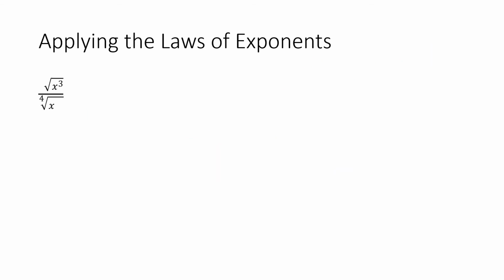All right, next up, we've got a division problem here. So we know that on a division problem, all you have to do is subtract the exponents. So instead of writing this as a radical, we want to write it as an exponent. And all we have to do for division is subtract those exponents.